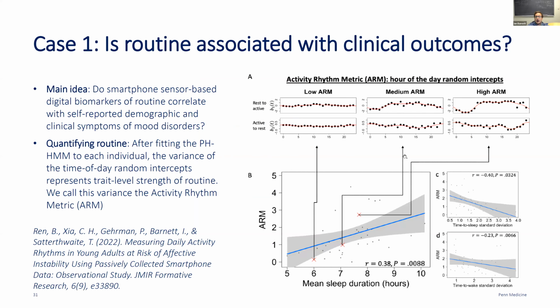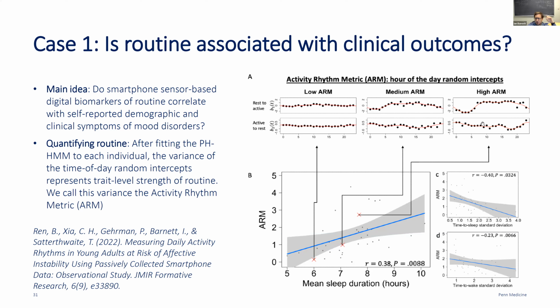So, for example, I mentioned that we have a routine measure. Well, we wanted to see, does that routine measure... here, if you look at this plot on the right, this is showing hour of day phone use for 3 different people. We have a measure called the activity rhythm metric. It's a diurnal rhythm quantification of the strength of a diurnal routine. And these are 3 different people from our study.